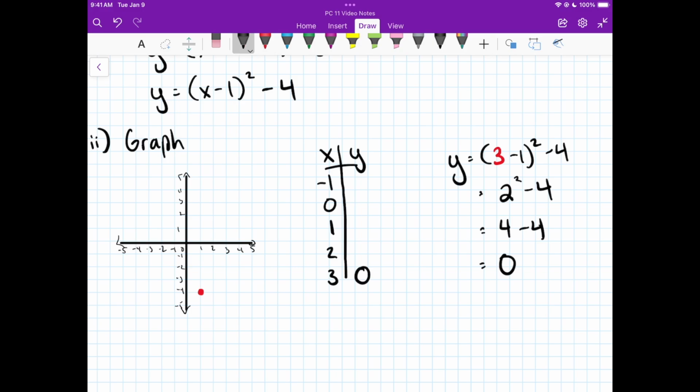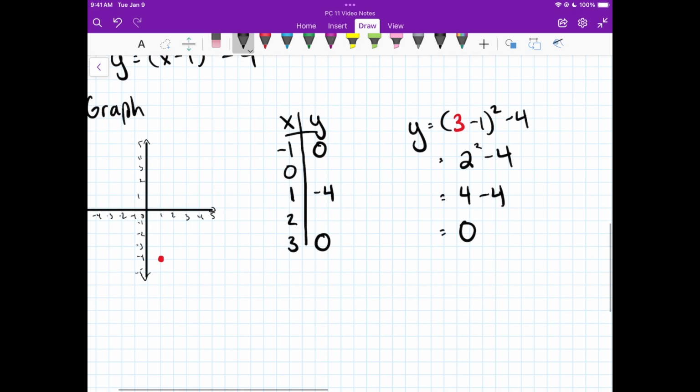We already know from the vertex that when x is 1, y is -4. And then symmetry, remember, if y is 0 when x is 3, that also means y will be 0 when x is -1. So we do that again with another point. We'll put 2 in there. 2 minus 1 squared is 1 squared. 1 squared is 1. And 1 minus 4 is -3. So there we go. We got some points.